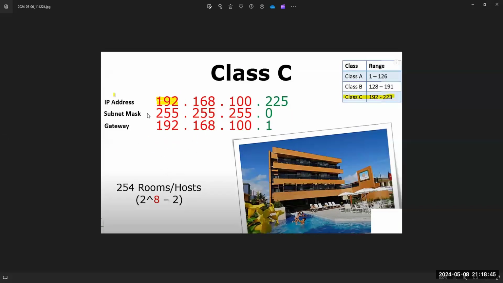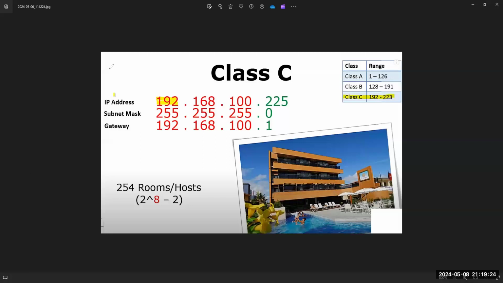Now, if you see this, the subnet mask is 255.255.255.0. Subnet masking means the range till which all these network addresses can be accommodated. Again, the second difference: this network address and this gateway should be the same. Now, why the same? Let me give you a quick example.